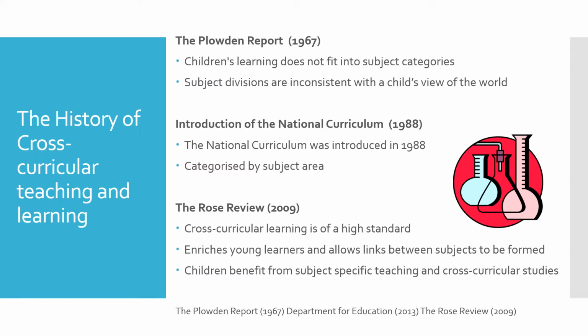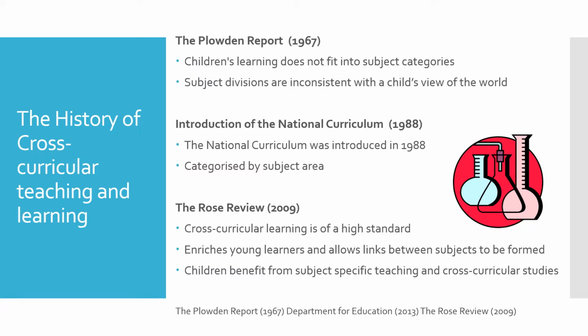Cross-curricular teaching and learning has been widely debated and discussed by all of those with an interest in education. It has been the topic for a variety of research, and many government commission reports have researched the impact of it. For example, the Plowden Report. In 1967, the Plowden Report was commissioned by the Central Advisory Council for Education to thoroughly review primary education in England.